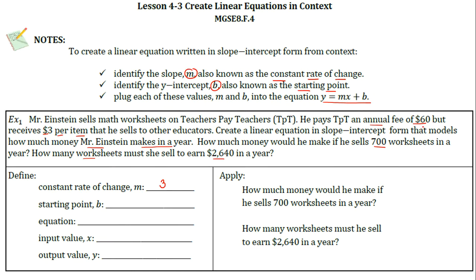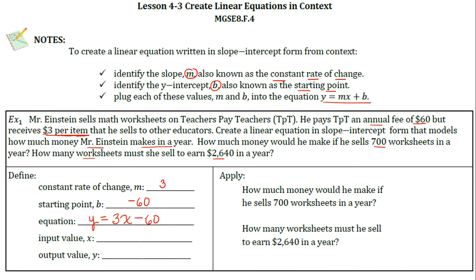However, he's starting in the negative, in the red, as they say. So he has to pay $60 to TPT up front. So the starting point, or the initial value of money, is negative 60. Now we can write the equation, also called the linear model, y equals my $3, and my x value, it says $3 per item, so 3 times x minus the 60.